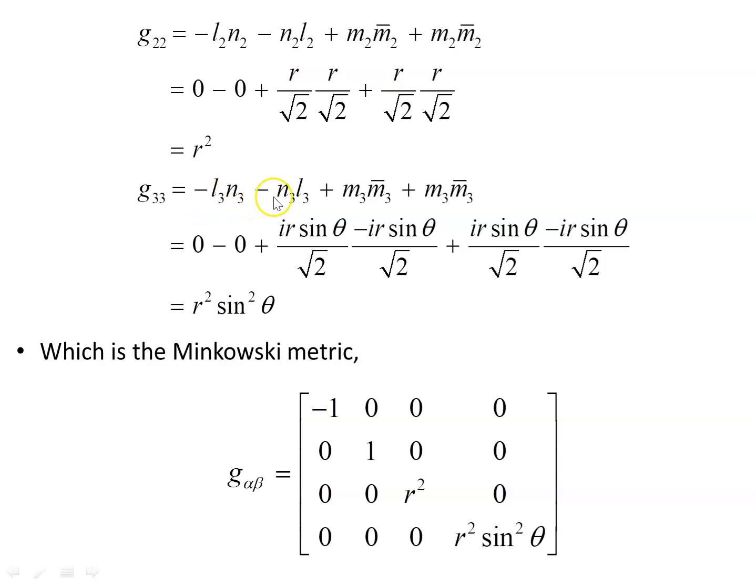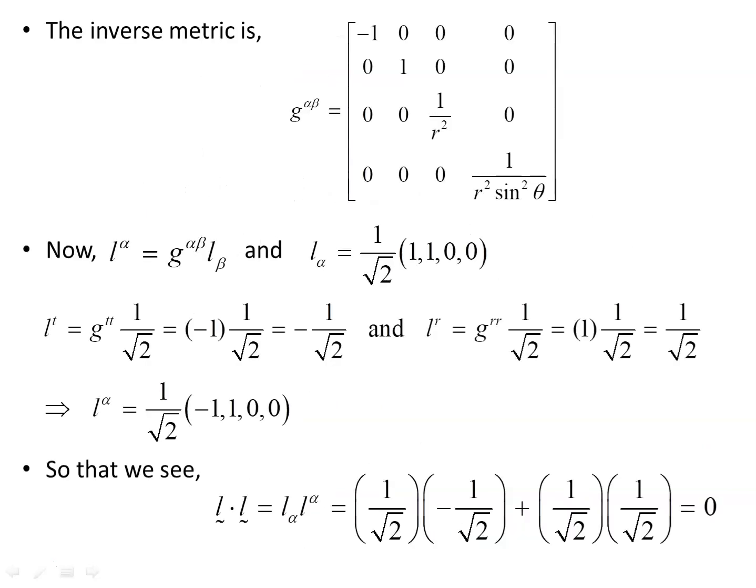G33, substituting in again, same thing. Notice L3, N3 are 0, M3 and M3 bar are not, they're these objects here. And when we calculate through with that, i times i is -1, multiplied by another negative gives us +1, and we end up with r squared sine squared theta all together, just as we have in the metric. So this method here does deliver this metric. Just confirming that, the inverse metric, of course, is this.